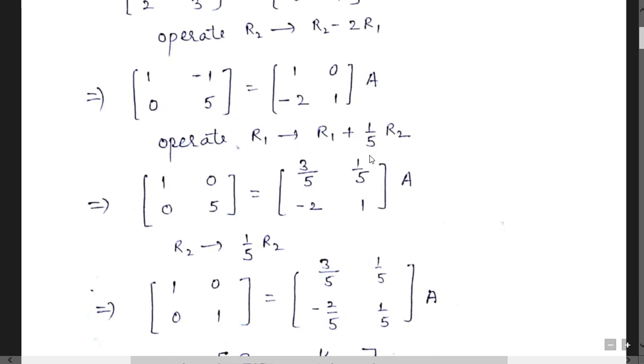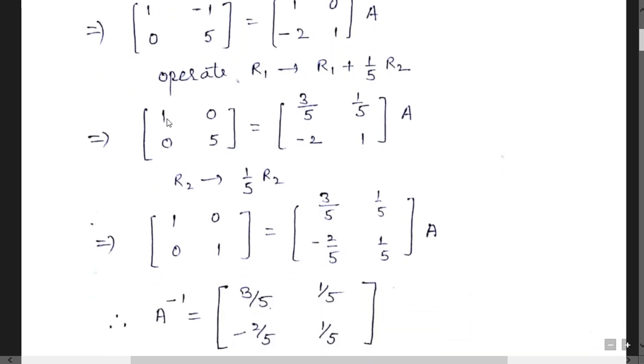R1 is equal to R1 plus 1 over 5 R2. Then this value becomes equal to 0. And what about the right hand side? 1 minus 2 over 5, the answer is 3 over 5. 0 plus 1 over 5, the answer is 1 over 5. And the second row remains as it is.